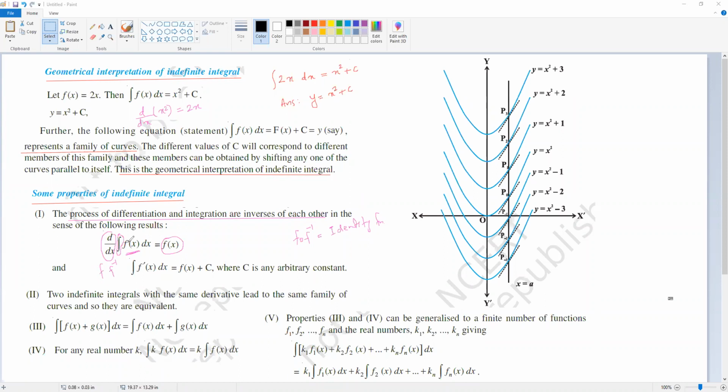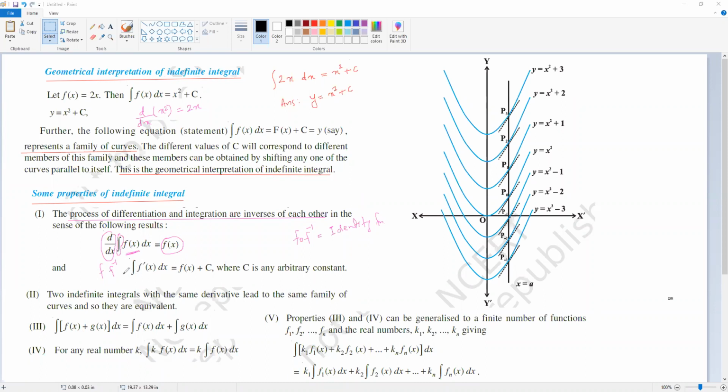So differentiation and integration are inverses of each other. Simply, you know that they are reverse processes. Inverse means that if we map x to y, the function that maps y back to x is what we call the inverse function. So differentiation and integration are inverses of each other.